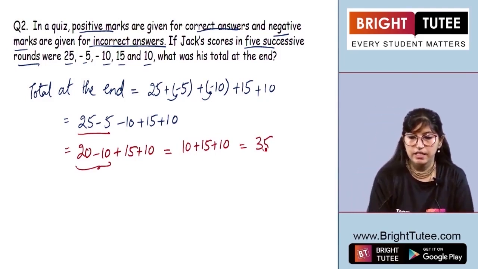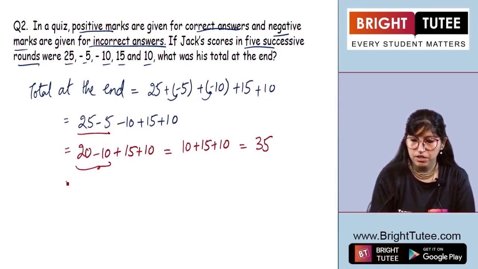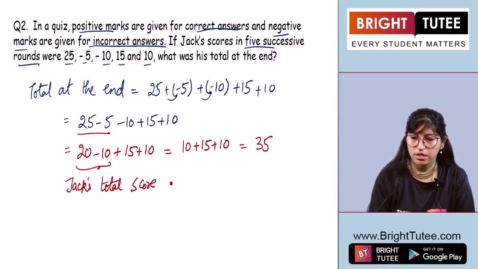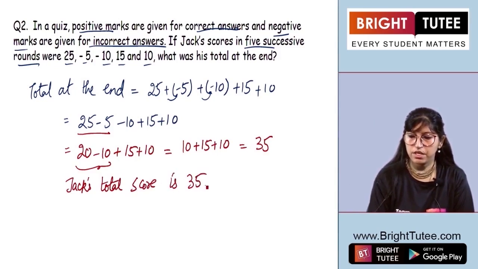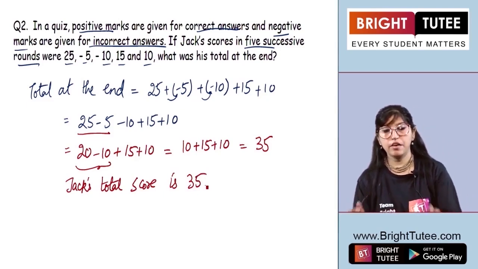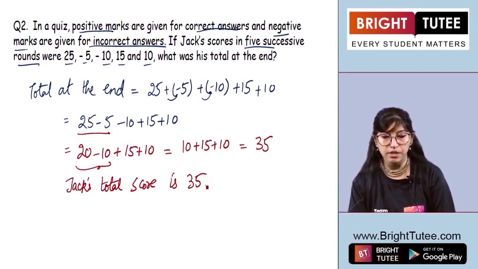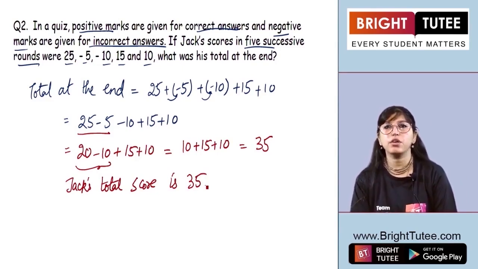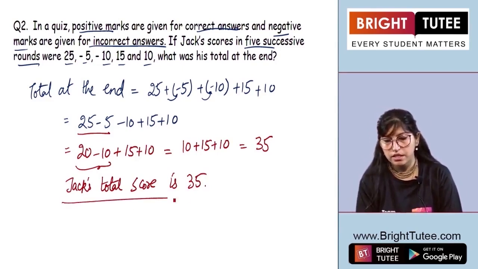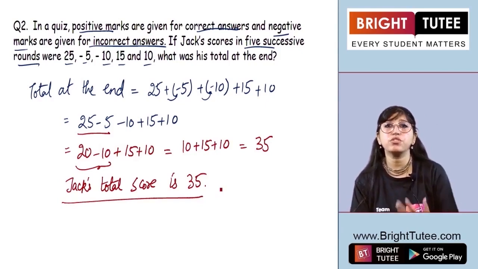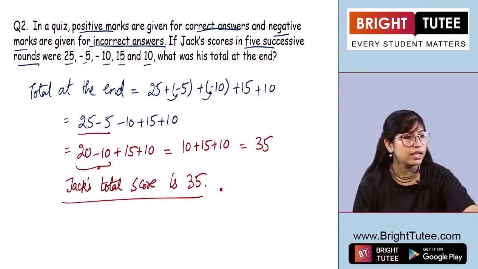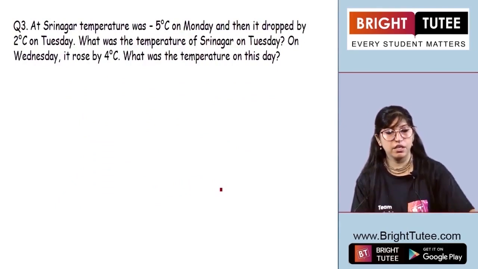So we can write that Jack's total score is 35. If we have number sentences, at the end of this question or the answer, we'll write it in the form of a sentence, which they are asking for, right? Let's try out the next question.